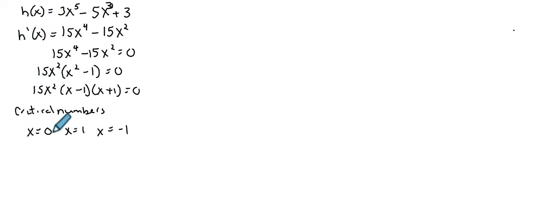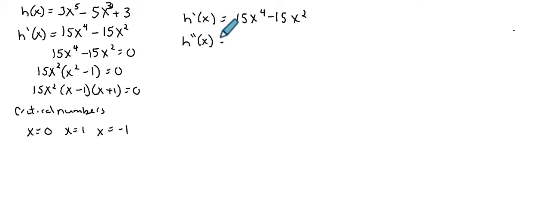Now that I found that, instead of doing a sign chart, what I can do is find my second derivative. So my first derivative is 15x to the 4th minus 15x squared. My second derivative will be 60x cubed minus 30x. And then I'm going to evaluate this second derivative at our 3 critical values here.